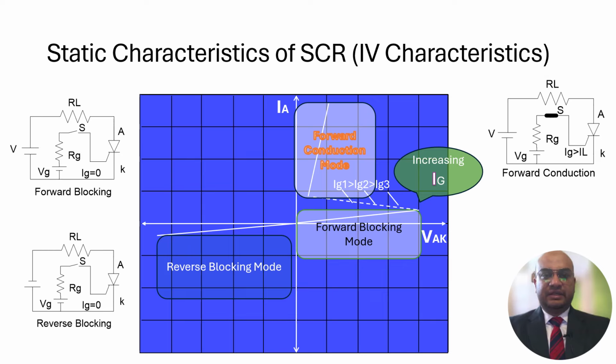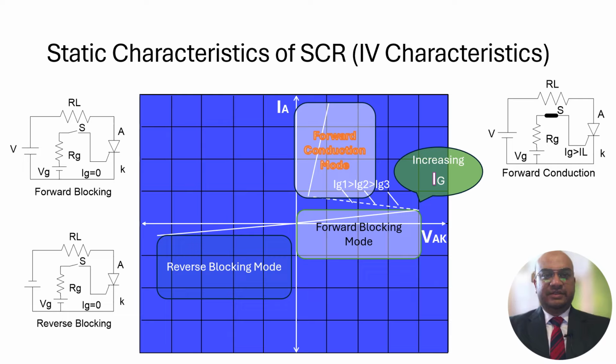Then we can see some of the circuits, how this electrical circuit operates the device in forward blocking mode. In forward blocking mode, we can observe the positive terminal of V is connected across the anode and the negative across the cathode. And here we can see the gate is not provided with any current. So during this mode, the device is blocking the forward potential of voltage.